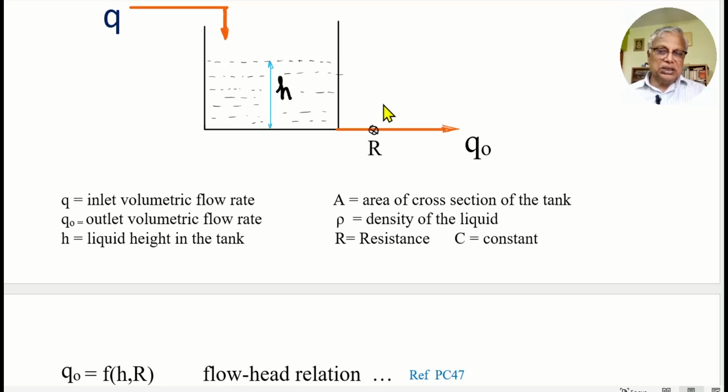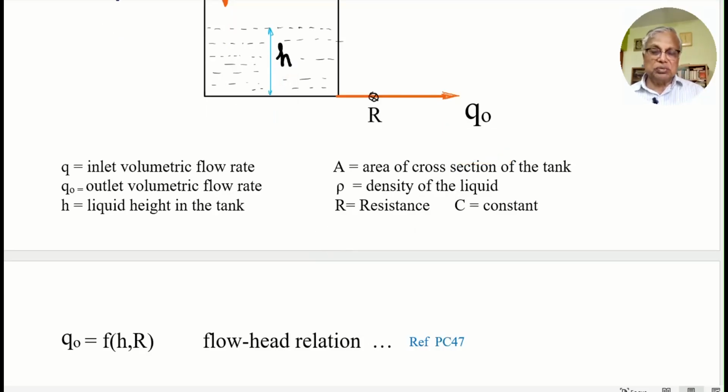Now the flow-head relationship, that is the relationship between this Q naught and the head, can have many types. They have been discussed in detail in my earlier lecture, titled PC47. It can have a linear relation or a nonlinear relation; when it will be linear, when it will be nonlinear, some examples and all that we have discussed in this.